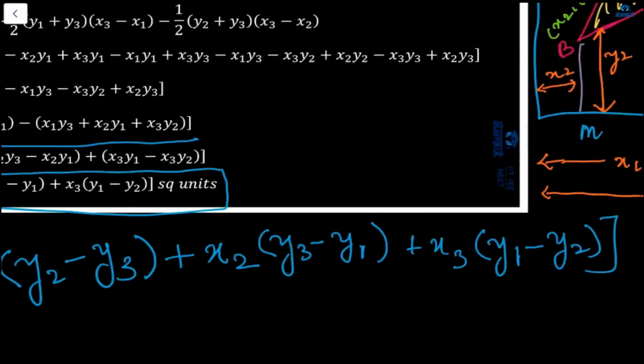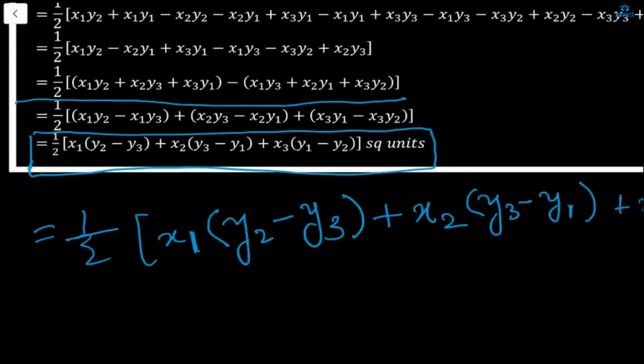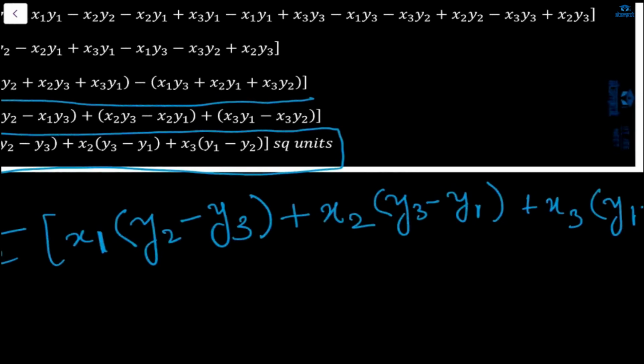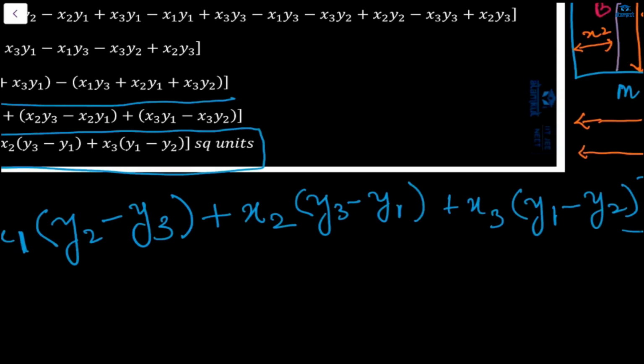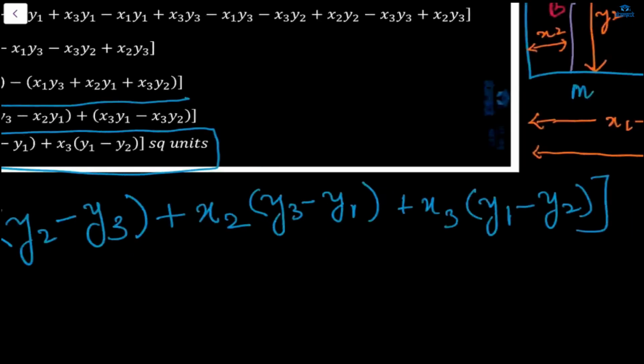Understood? This formula is nothing very tricky to remember. You'll have 3 points, 3 coordinates, and you'll have to find out the area of that triangle. So it is half bracket, from X1 you will be starting. Since you are writing X1, in the bracket it will be Y, and Y after 1 you will be writing. So after 1 comes 2. So Y2 minus Y3. And the next term will be X2 (Y3 minus Y1) plus X3 (Y1 minus Y2).